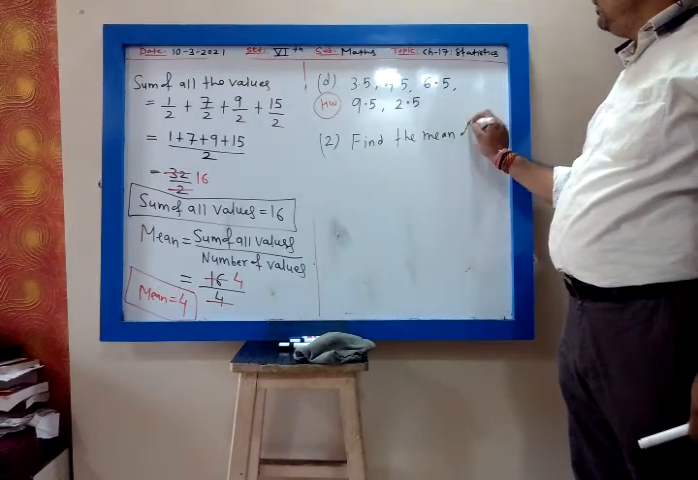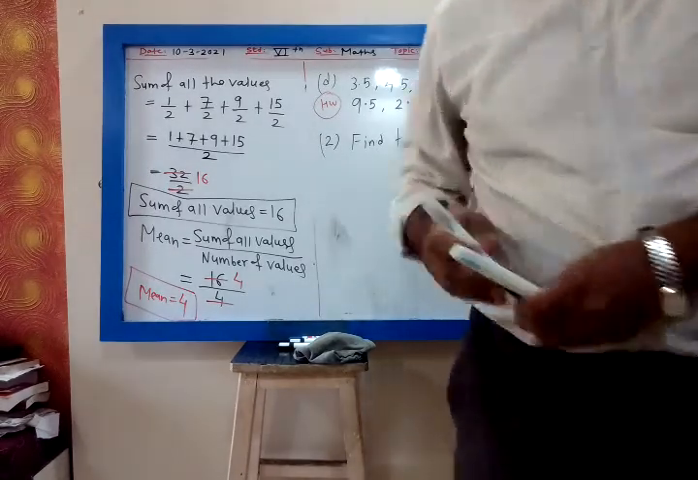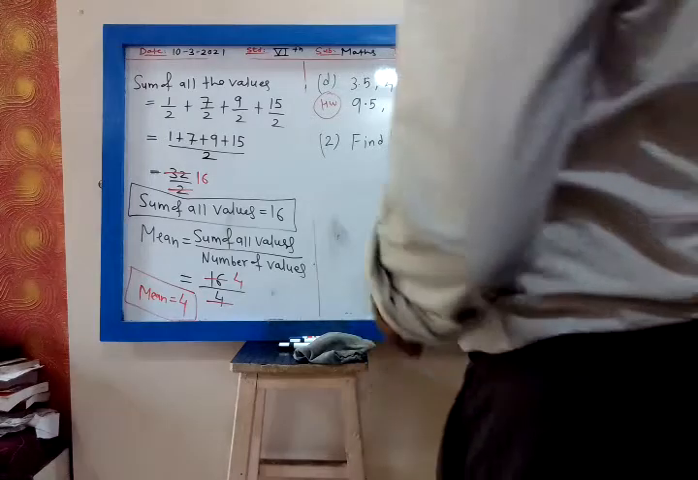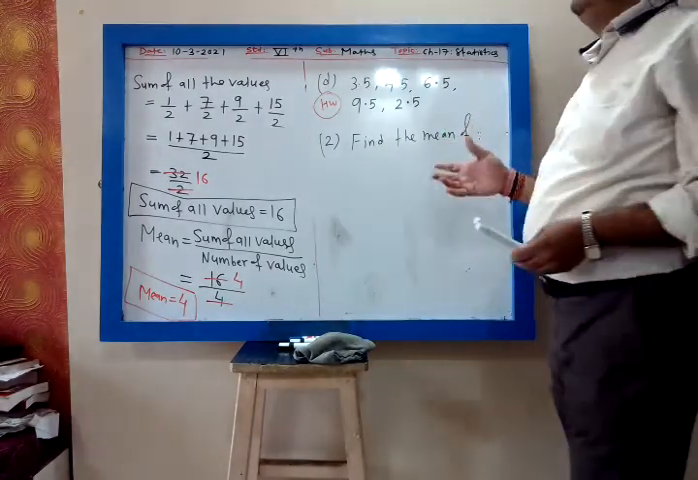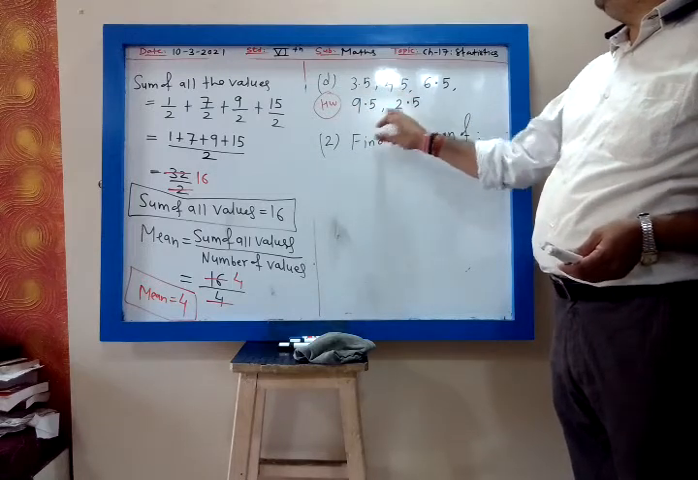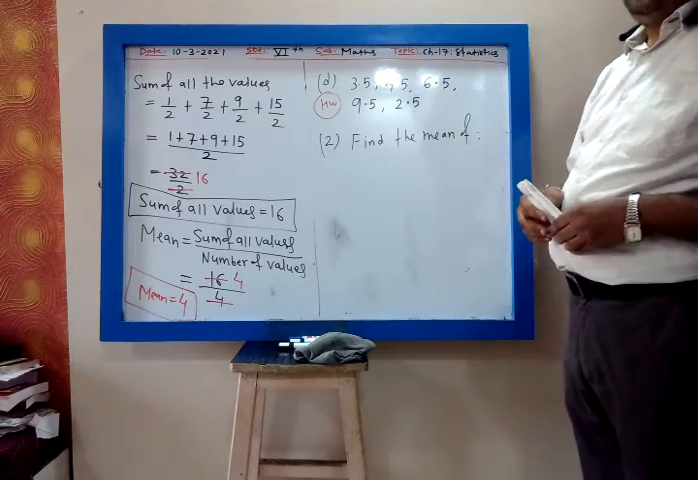Find the mean of the decimals. Then divide this total by 1, 2, 3, 4, 5. Divide the total by 5. That's all.